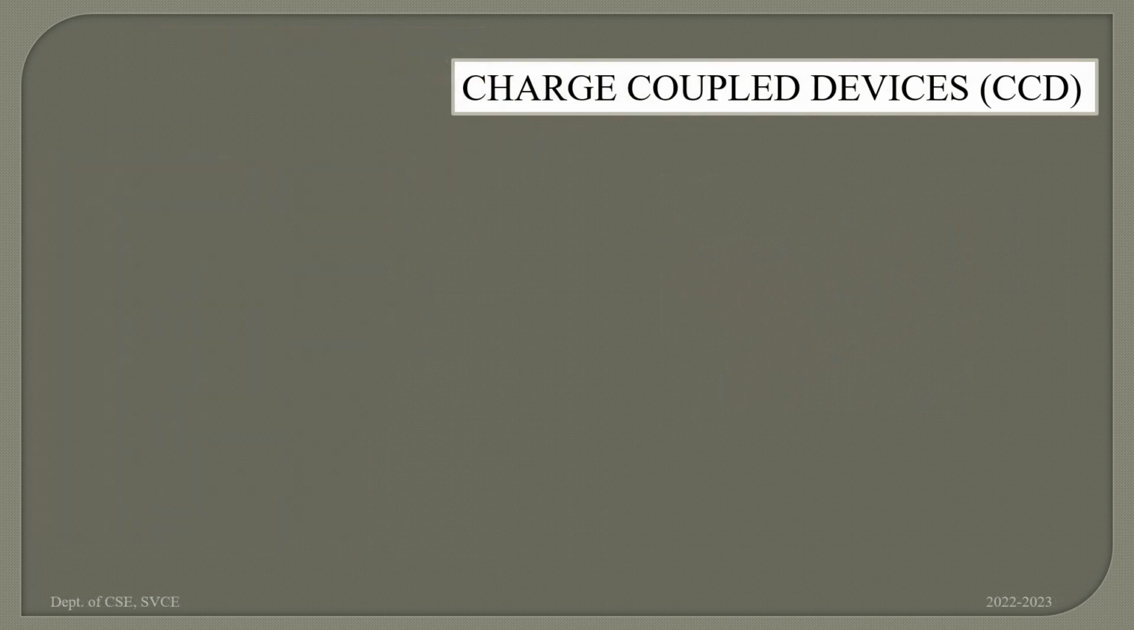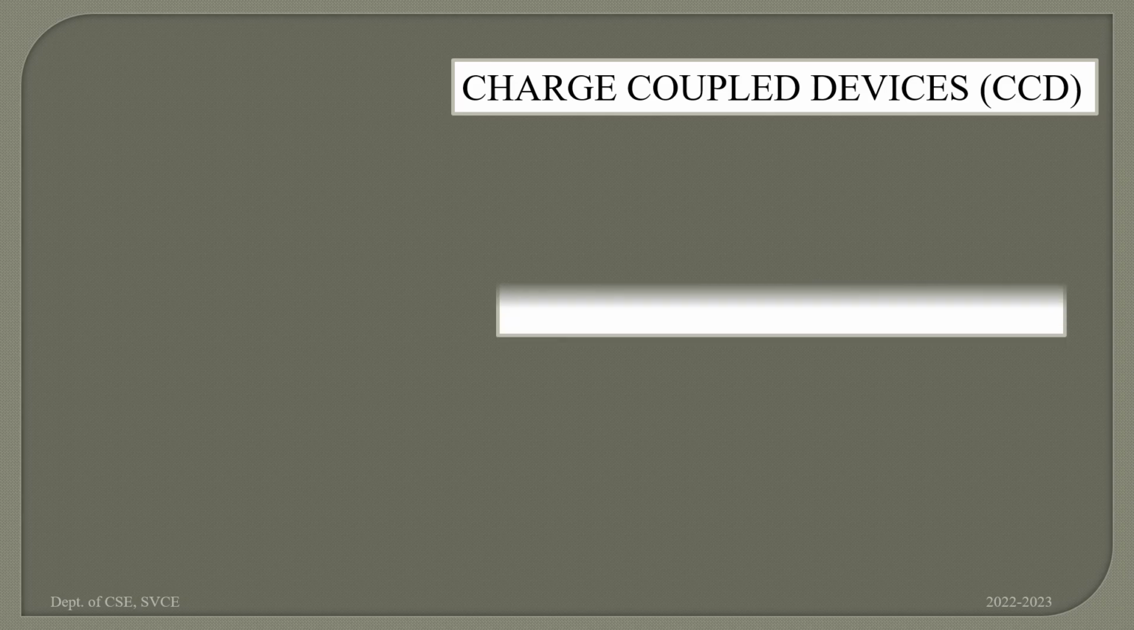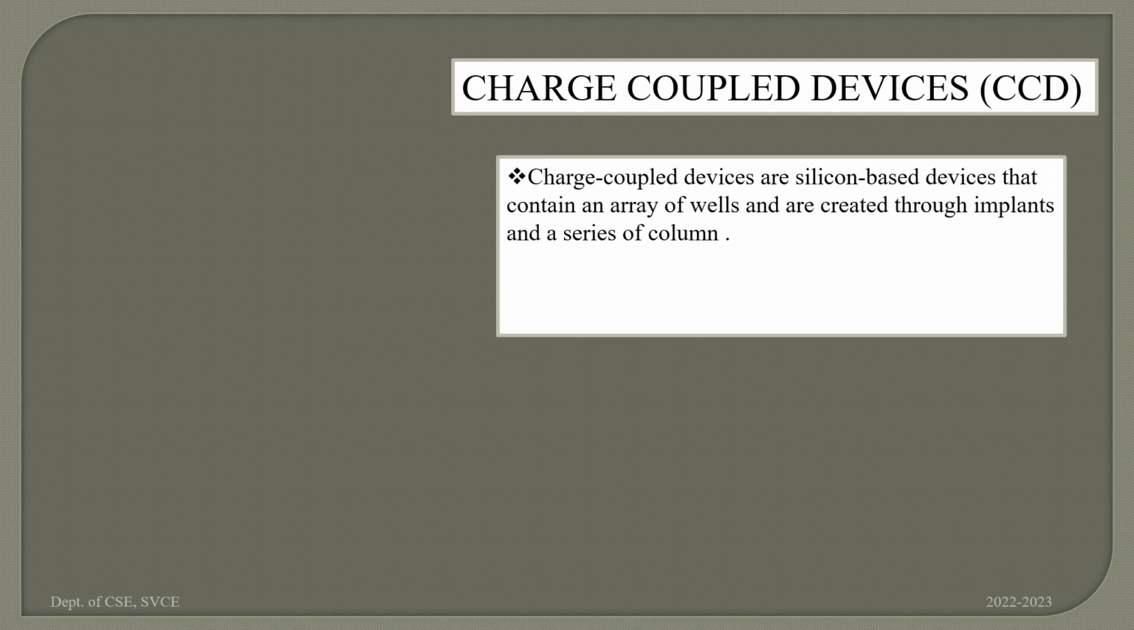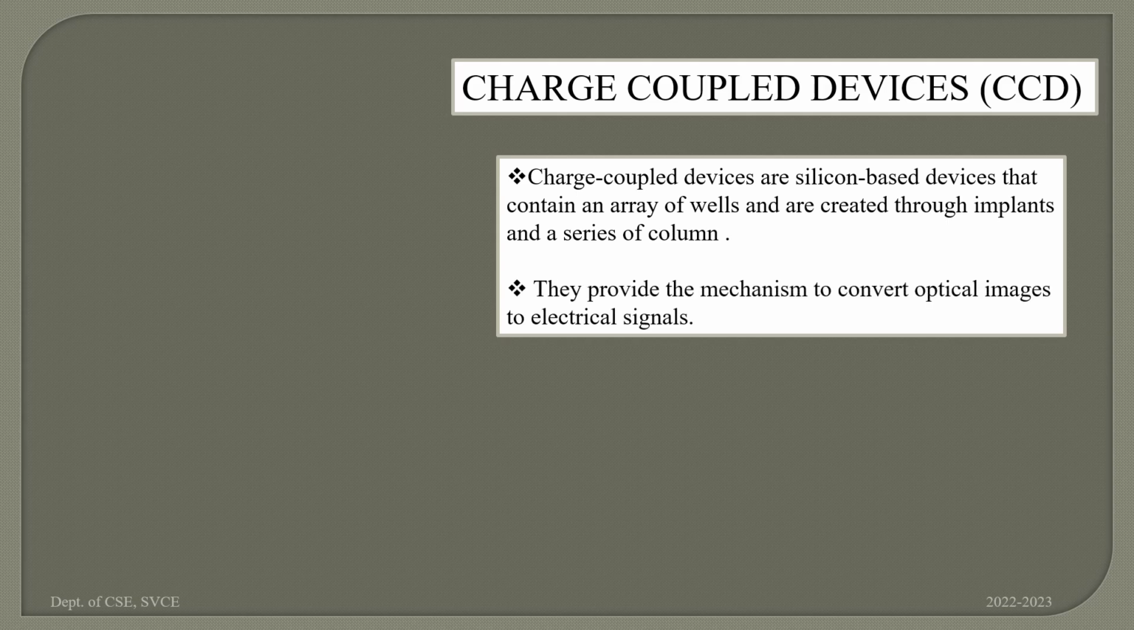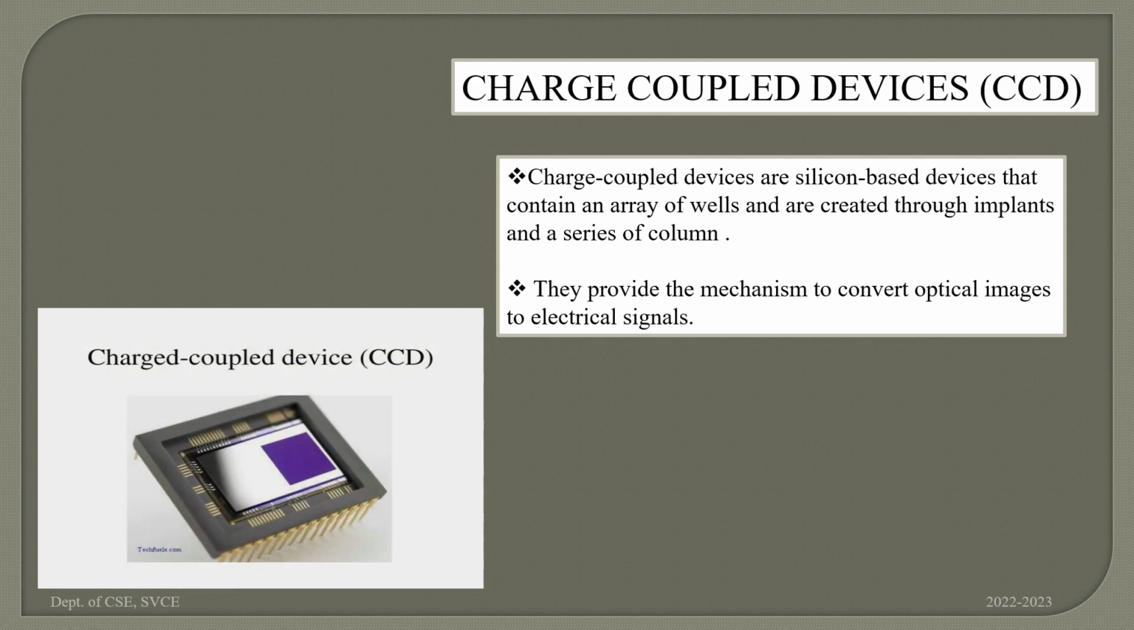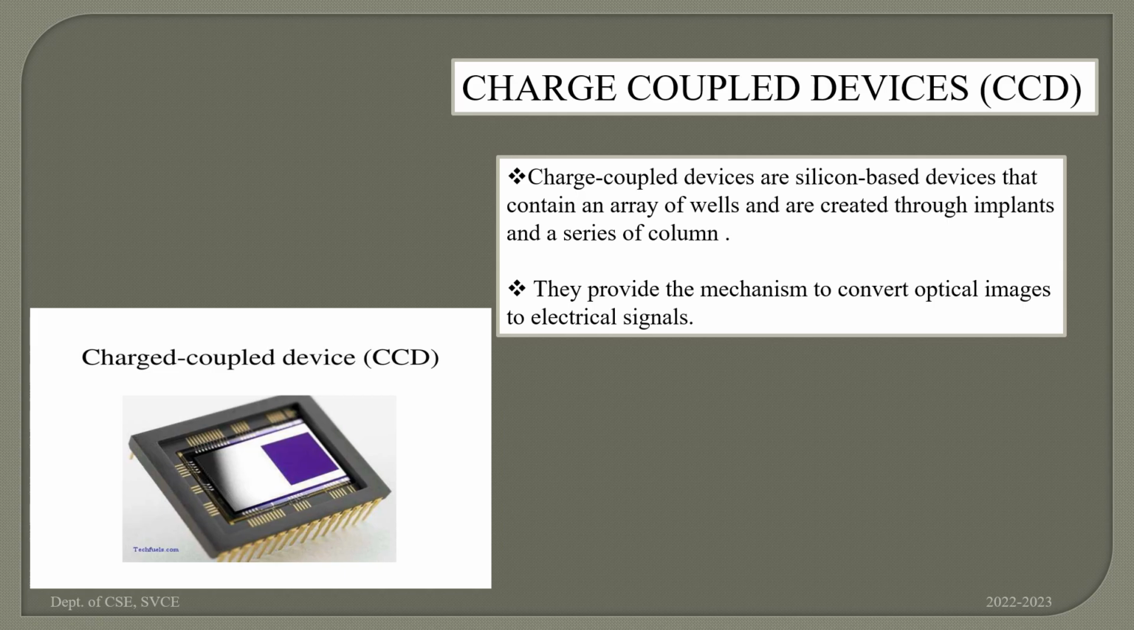In this slide, we will discuss charge coupled devices. We can call it CCD. Charge coupled devices are silicon based devices that contain an array of wells and are created through implants and a series of columns. They provide the mechanism to convert optical images to electrical signals. The image here shows how the charge coupled device looks. This is a chip. We can say a charge coupled device is a chip, and this is how it looks.